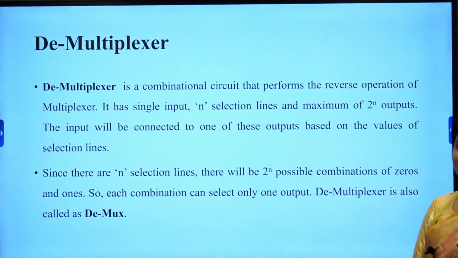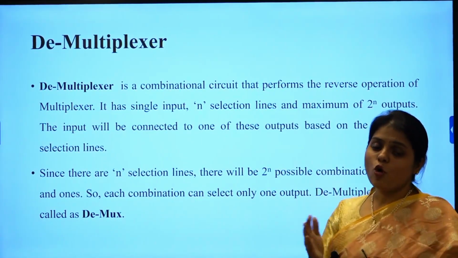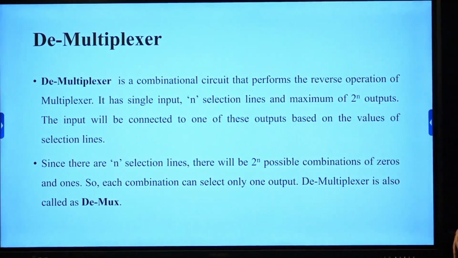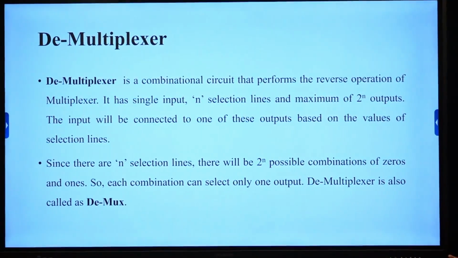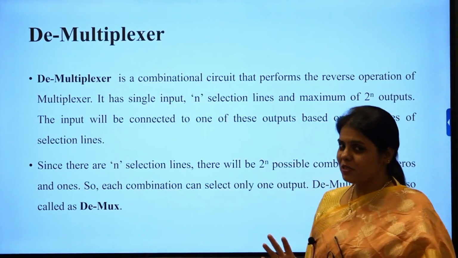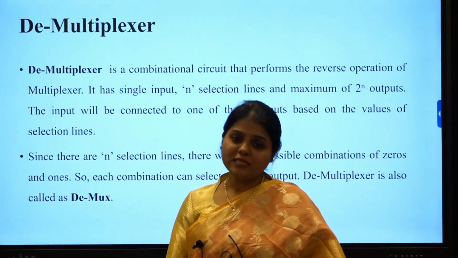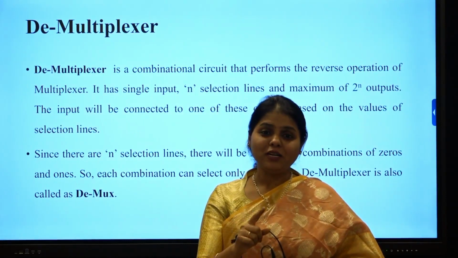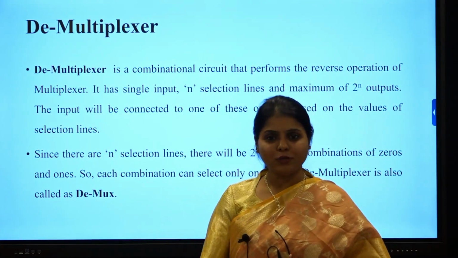And the next combinational logic circuit, which is the opposite of the multiplexer, is the demultiplexer. A demultiplexer is a combinational logic circuit that performs the reverse operation of a multiplexer. So here the input and outputs are exchanged, but the select inputs would be the same. For n select inputs, we will have one input and 2 power n output combinations.